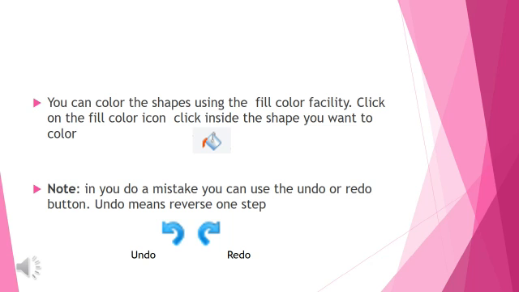Undo removes what you did wrong. Redo returns what you had.